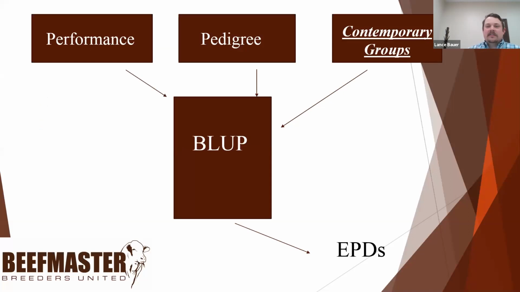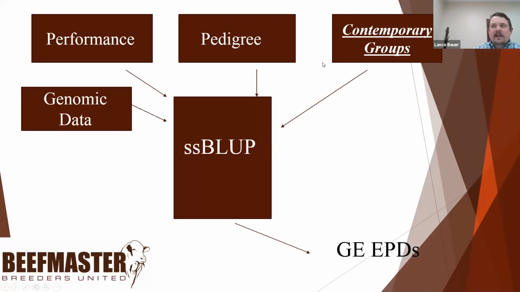So EPDs are calculated using Henderson's mixed model equations. It's a bunch of matrices, but what goes into it is performance, pedigree, and then contemporary groups. And what we use now is what we call single step, because we include that genomic data. But again, you can still see the contemporary groups are in there as your environmental effect. So we use contemporary groups to take out environment.